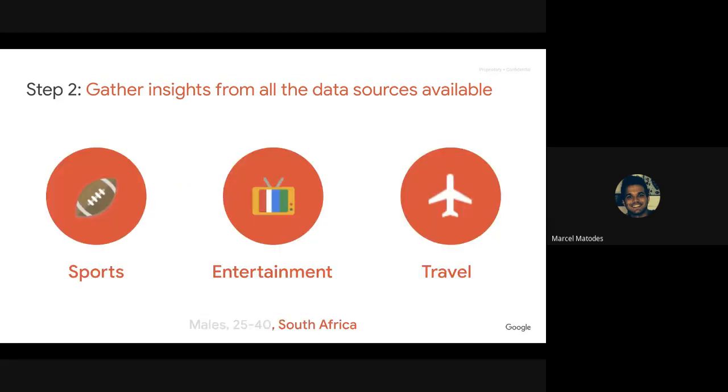For this example, this is not real data, but we deep dived into some data sources we had. This is a very simple example of what we came up with. When we're looking at the data, you can see we've grayed out males, 25 to 40. We don't want to target just males, judging by the data. And when we looked at more of the segments, we saw that sports was a big factor, entertainment and travel. These are the three segments that we thought had a big relevance to our current audience.